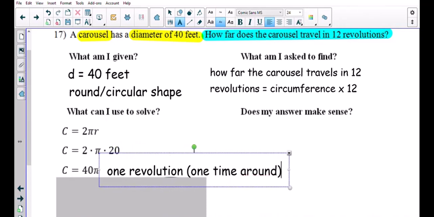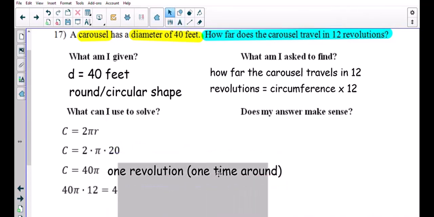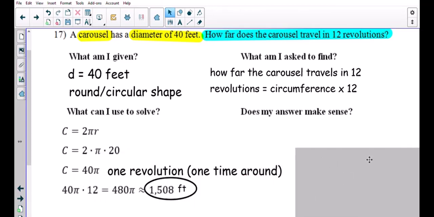And I want to find 12 revolutions, so I'm going to multiply by 12. So you can see that I did that here. Let me erase that box. I took 40 pi times 12, which got me 480 pi. I did round to the nearest foot. It ends up being like 1,507.98 or something. So it rounds to about 1,508 feet in 12 revolutions.